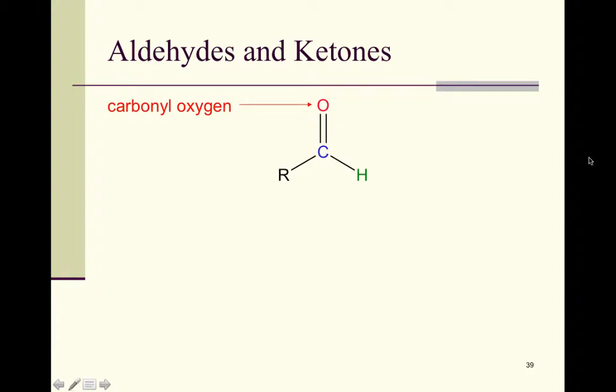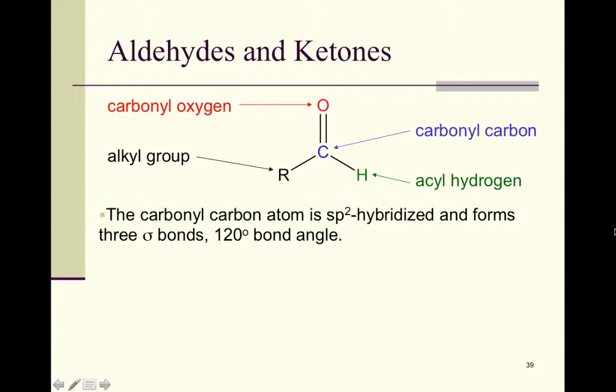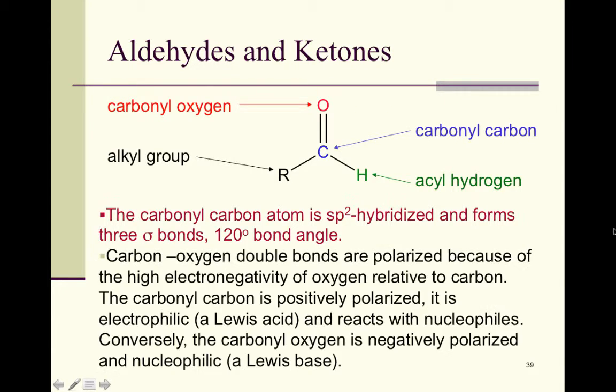Let's talk about the different pieces of aldehydes and ketones. You have the carbonyl oxygen, carbonyl carbon, alkyl groups, and acyl hydrogen. And we've talked about this acyl hydrogen before when we talked about proton NMR, if you guys remember that from our spectroscopy section. So the carbonyl carbon is sp2 hybridized and forms 3 sigma bonds. It has a 120-degree bond angle. The carbon-oxygen double bonds are polarized because of the high electronegativity of oxygen relative to carbon. The carbonyl carbon, this guy right here, is positively polarized. It's electrophilic, a Lewis acid, and reacts with nucleophiles. Conversely, the carbonyl oxygen, this guy up here, is negatively polarized and nucleophilic, known as a Lewis base.